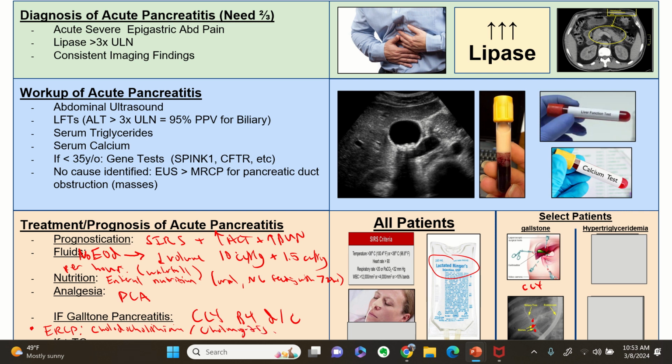But it is really not routine for patients with acute pancreatitis secondary to biliary disease, as that stone is usually already passed.